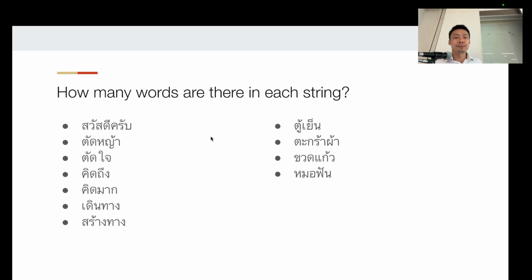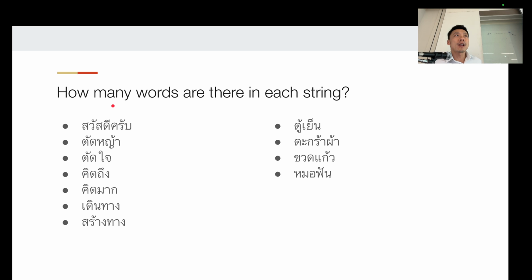All right, let's look at words, right? Thai words again. Next time, I'll have some English examples as well. How many words are there? So we have to be clear about the unit that we use, so that we know what the correct answers are, so that we know whether a model is the correct one or not. All right. สวัสดีครับ is how many words?